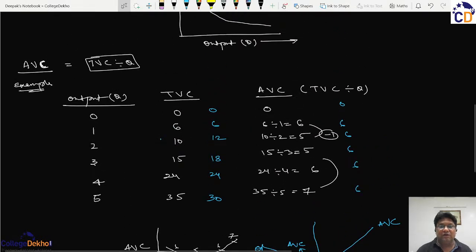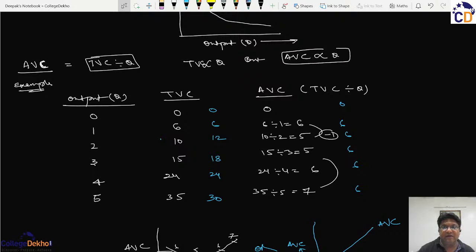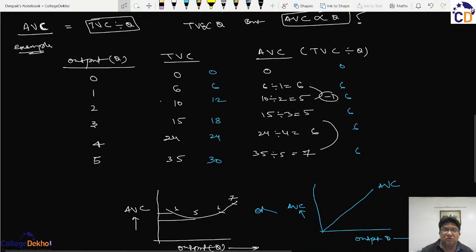So there is a diverse relationship between the movement of the average variable cost as per the total variable cost, dependent upon whether the total variable cost is changing proportionately or non-proportionately with output. But one thing is sure, that as the output increases, the total variable cost is directly proportional to the quantity, but whether average variable cost is directly proportional to quantity or not, it is a question mark.